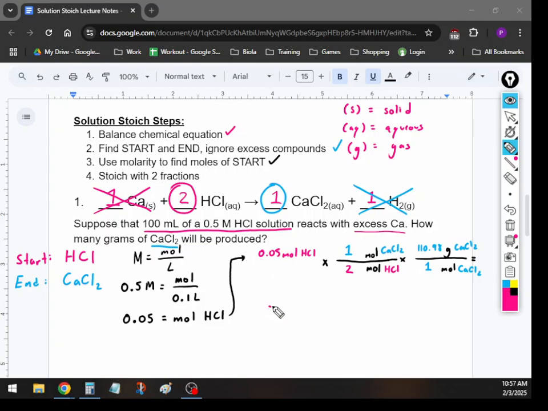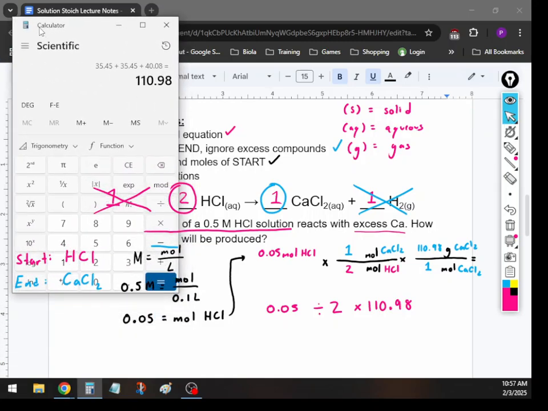So we're going to take our first number, 0.05. We're going to go left to right. As we go to the right, we can ignore the 1s because if you multiply or divide by 1, it doesn't change your number. There's a 2 on the bottom, so we're going to divide by 2. And then there's a 110.98 on the top, so we're going to multiply by 110.98. And that's pretty much it. So we're going to get 0.05 divided by 2 times 110.98. And so our final answer is going to be 2.77. And we're going to label our number grams of CaCl2. And that is our final answer for this problem.